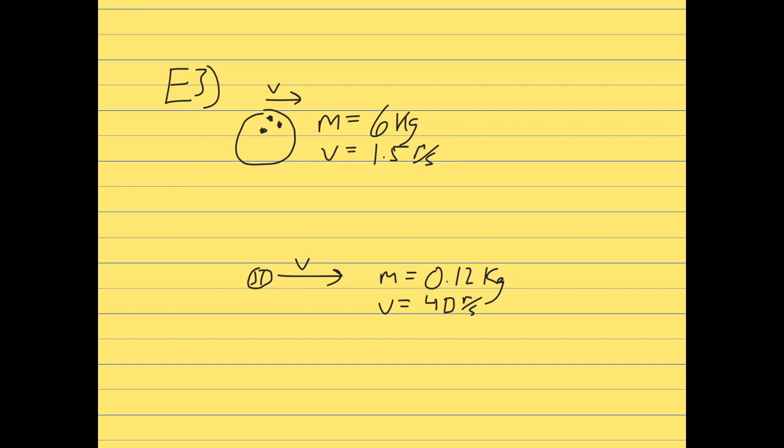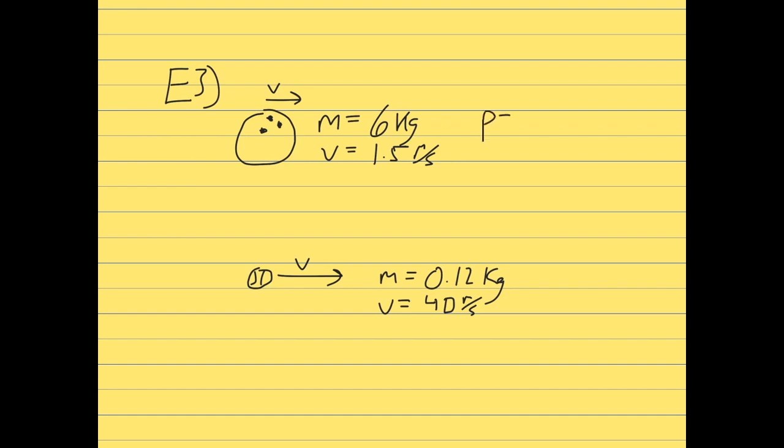All right, exercise number 3. In exercise number 3, we have a bowling ball that has a mass of 6 kilograms and a velocity of 1.5 meters per second. We have a baseball with a mass of 0.12 kilograms and a velocity of 40 meters per second. So we have a big mass in the bowling ball, but a small velocity. And with the baseball, we have a small mass and a big velocity, and we want to know which one has the bigger momentum. So we have to calculate the momentum for each.